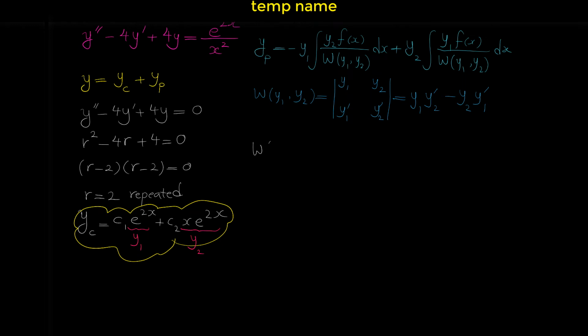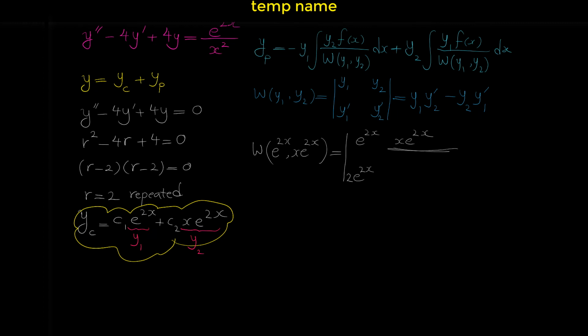The Wronskian of the two functions e to the 2x and x e to the 2x is, put the two functions here, e to the 2x and x e to the 2x. The derivative of e to the 2x is e to the 2x times 2. We have to take the derivative of the exponent based on the chain rule, which is 2. So the derivative of e to the 2x is 2e to the 2x.